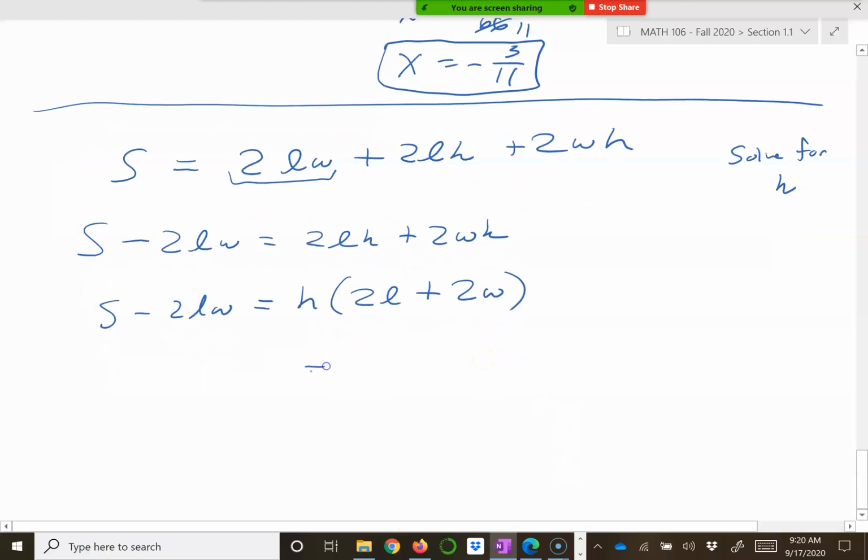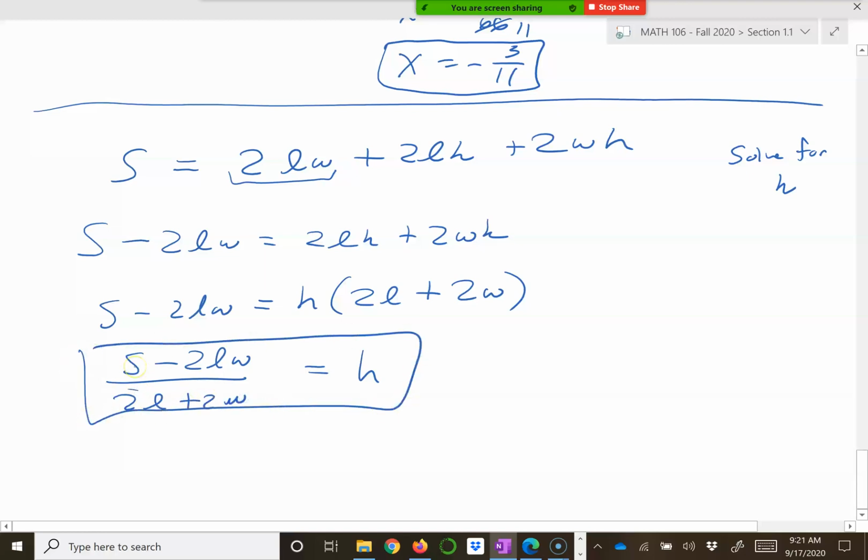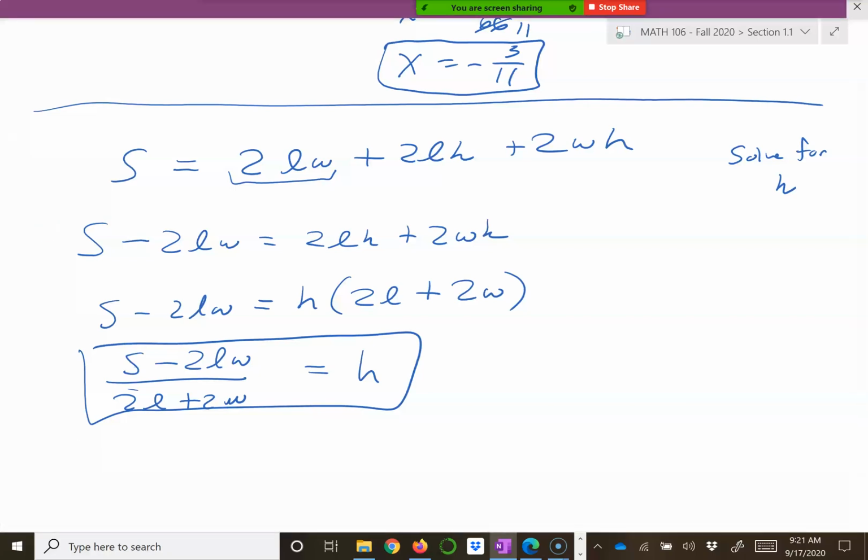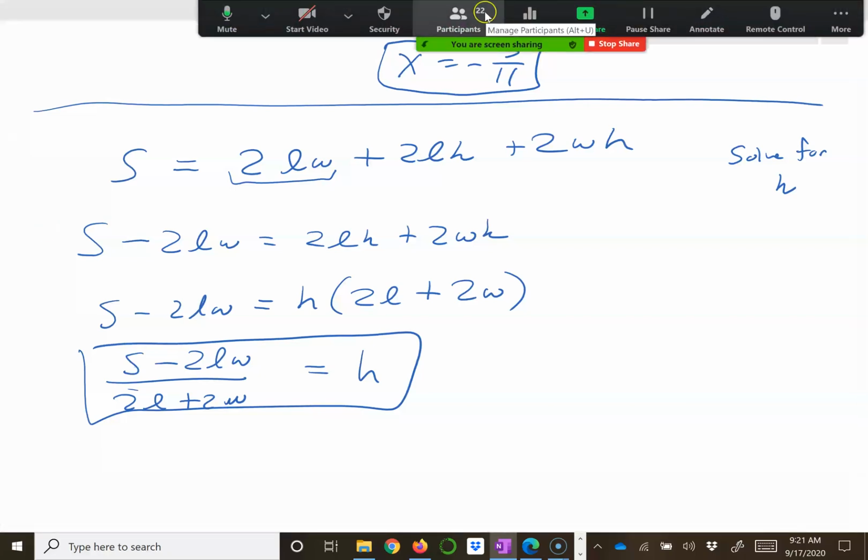And then finally, since 2L plus 2W is just a number, to isolate H, I divide both sides by that expression. So my final expression is S minus 2LW all over 2L plus 2W. So that would be the final answer in terms of isolating that variable h. Now you're going to see more of this, so I'm only going to do this one example here.